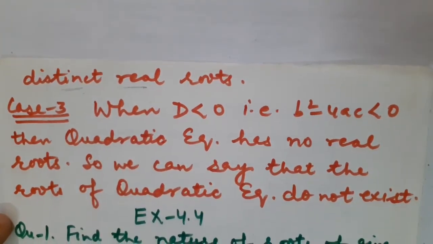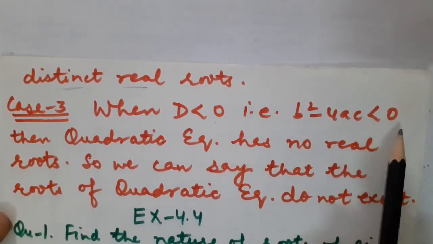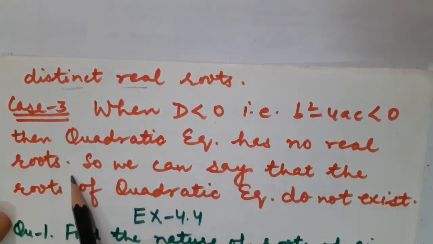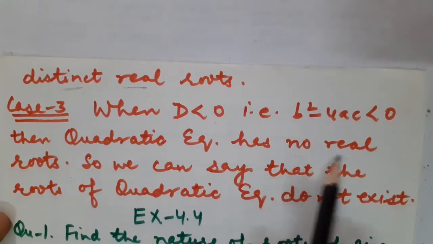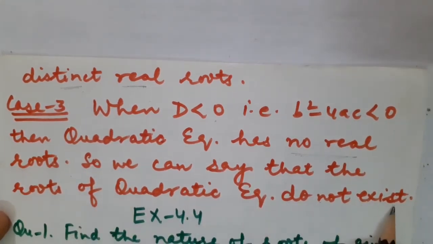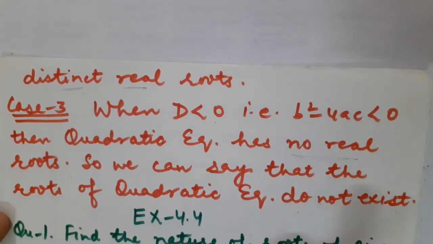Now let us discuss case number 3, when discriminant is less than 0, that is b square minus 4ac is less than 0, then the quadratic equation has no real roots. In that case, I explained to you, children, that no real roots will exist. So what kind of roots will exist? Definitely imaginary roots will exist. So we can say that the roots of the quadratic equation do not exist, because in 10th standard I told you that we will be dealing with real roots only. Here we are going to talk about the real roots, not the imaginary ones.